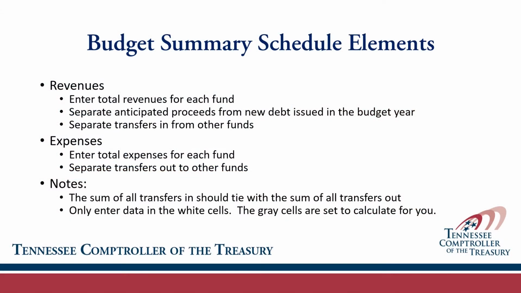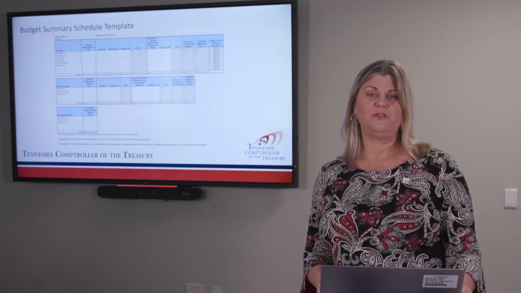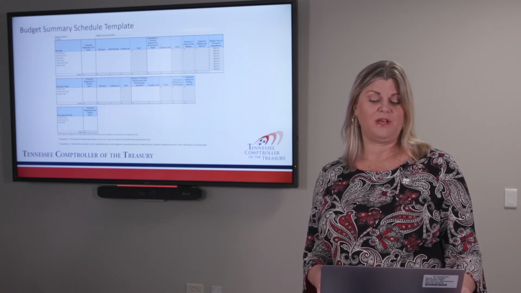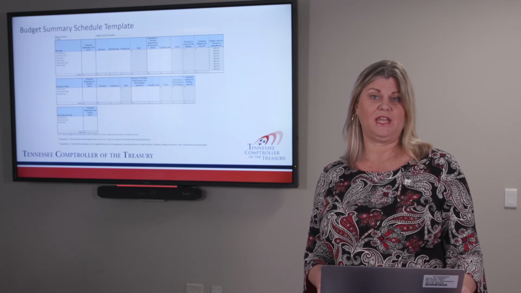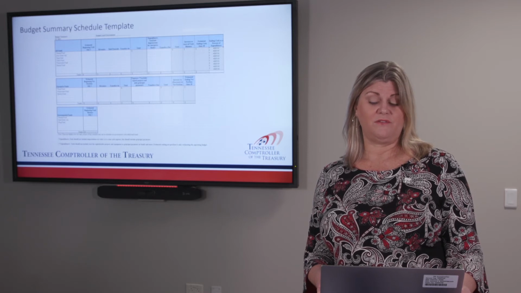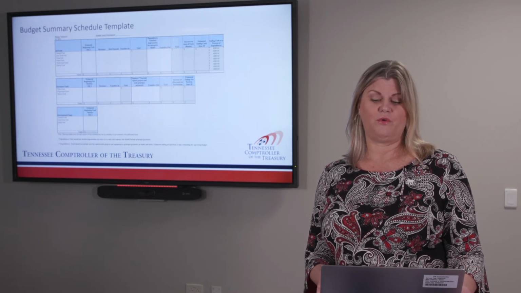You only need to enter your data in the empty white cells. The ones that are gray contain formulas to calculate ending balances and other totals for you. Make sure to include the beginning cash balances for all fund types, as well as beginning fund balances for all the governmental funds. For enterprise funds, you'll need the beginning net position. These beginning balances will, of course, be estimates as of July 1st, the beginning of the fiscal year for which you're budgeting. Remember, the ending balances will calculate for you.